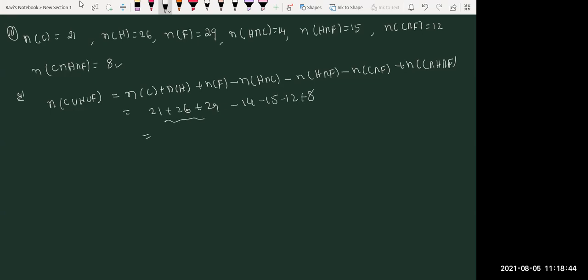Add these numbers. 21 plus 26 plus 29. How much? This is adding numbers. 9 plus 1, 10, plus 6, 16. 76, sir. 14 plus 15 plus 12 is 41, right? Correct or not? Yes, sir. 76 minus 41 is 35. 35 plus 8 is 43. Result.